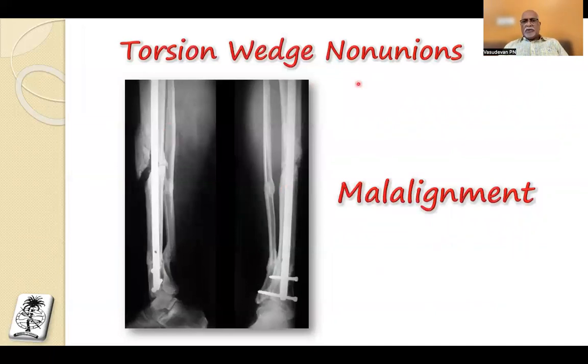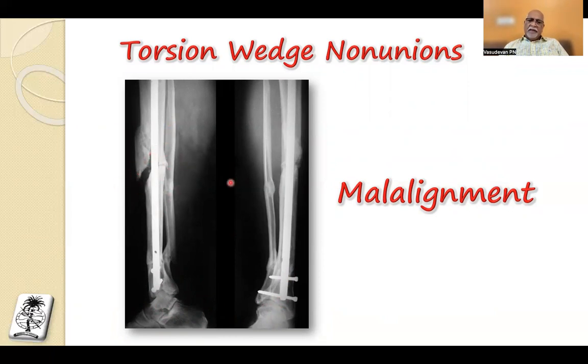So this is a torsion wedge non-union. You can see this butterfly fragment. One half is healed. The other part remains ununited. Posteriorly, it is healed. But his issue was the ankle impingement because it's already in flexion and you can see the equinus and valgus. So if you remove this nail, definitely it is going to break here.